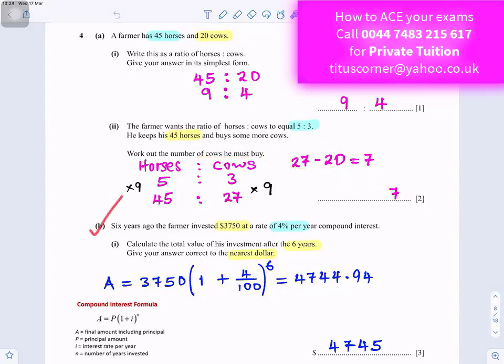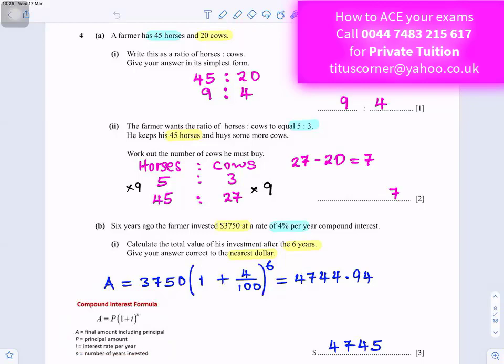Part B. 6 years ago, the farmer invested $3,750 at a rate of 4% per year compound interest. Calculate the total value of his investment after 6 years. Give your answer correct to the nearest dollar. There's a formula I put there on the bottom left. You need to memorize this formula.